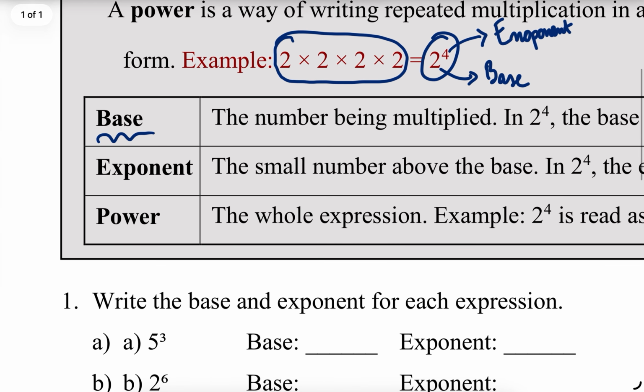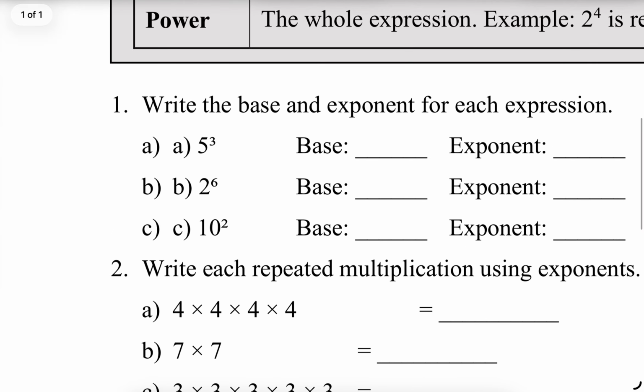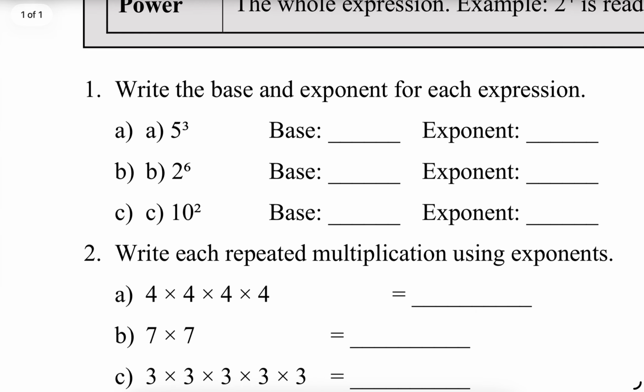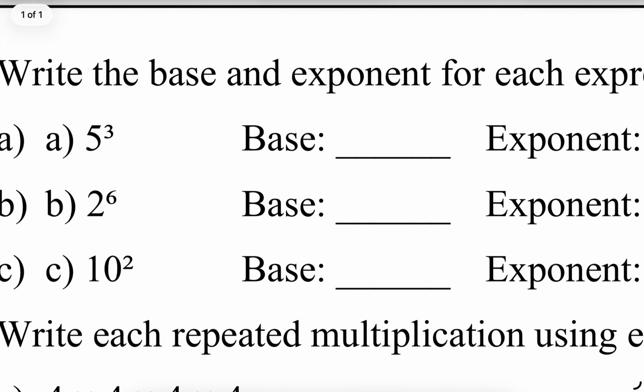And the whole expression, for example, 2 to the power 4, is known as a power. So we have base and exponent in a power. Your first task is to identify the base and exponents in the given examples. I'll model only one question from each section so that you can follow the same method for answering the remaining questions. The first one is 5 to the power of 3.